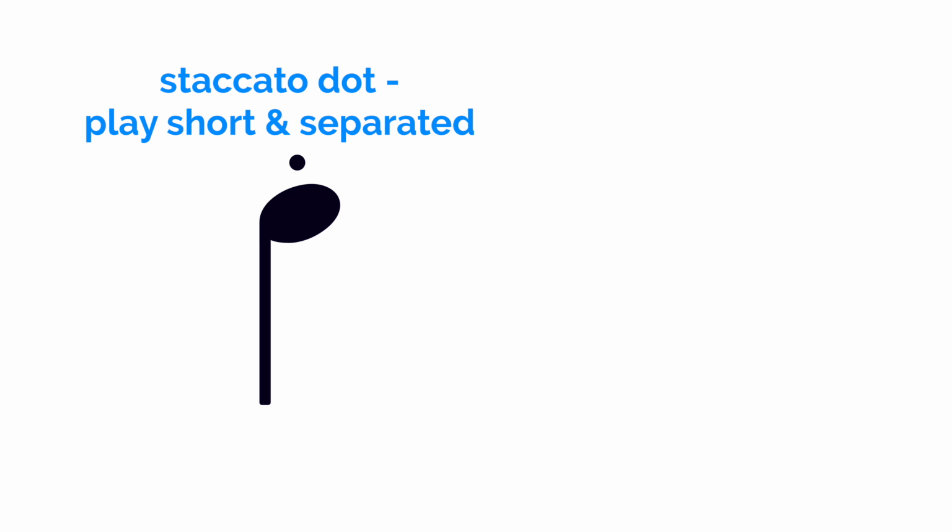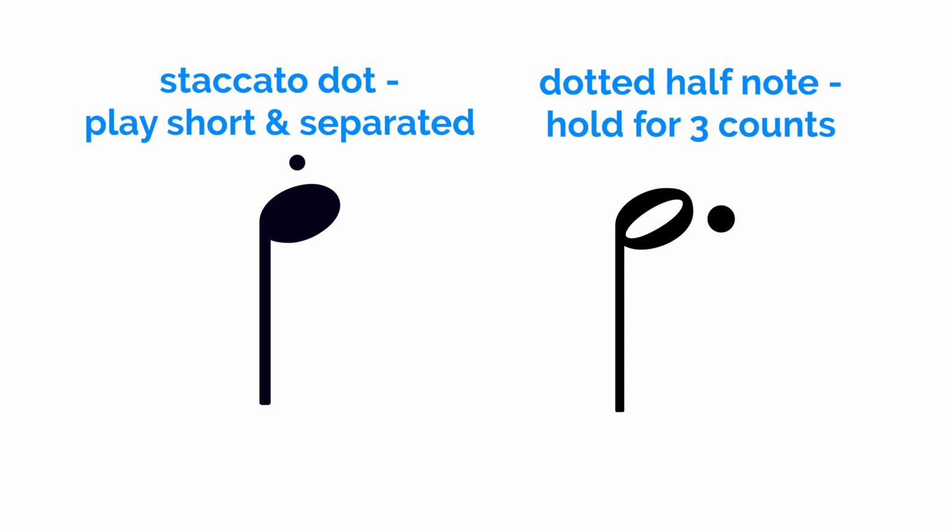Also, don't get the staccato dot confused with the dotted half note, where the dot is to the side of the note. When you play staccato, you've got to quickly lift your finger off the key right after you play it, kind of like you're touching a hot stove.